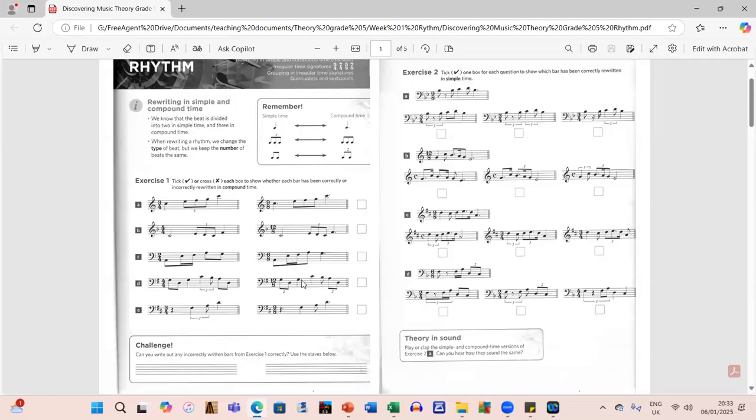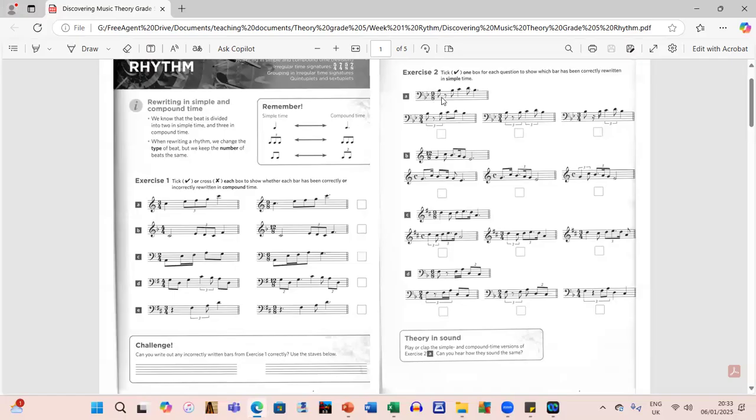Okay. In the exam you'll get 1 question on each of these things. You won't get pages of the same thing, but these are exercises to go through so you really understand the difference between compound and simple time.